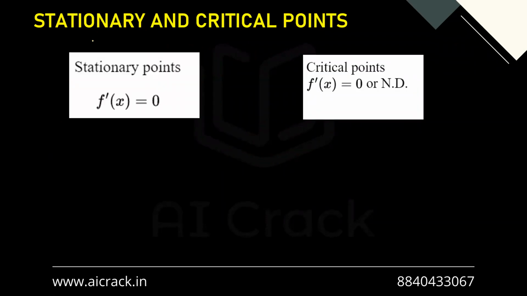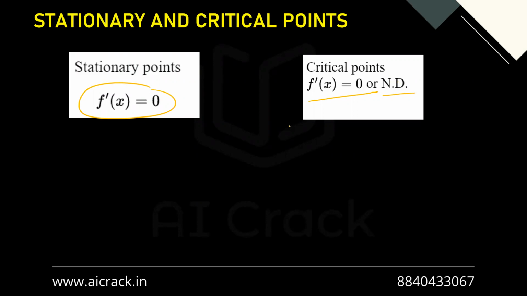Now let's try to define stationary and critical points. Stationary point means f dash equals 0. If any function is there and we have to find out the stationary points, we just have to set f dash equals to 0, and we can then find out the points where this particular equation holds. And for critical points, f dash equals 0 or the function is non-differentiable at certain points.